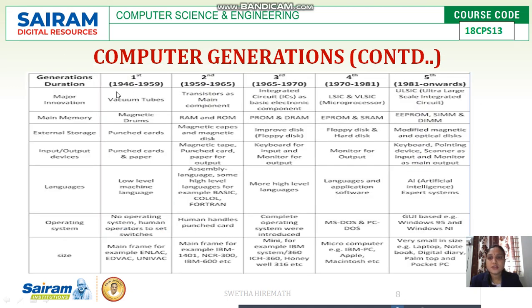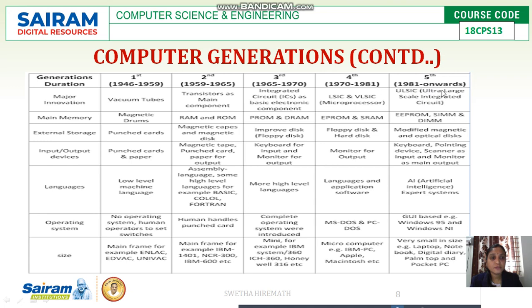Here you can see all the 5 generations and their duration: 1946 to 1959, 1959 to 1965, 1965 to 1970, 1970 to 81, and 81 onwards, when the fifth generation will be starting. The major innovation in the first generation was vacuum tubes. In the second generation, transistors were the main components. Integrated circuits and basic electronic components were included in the third generation, and microprocessors in the fourth.